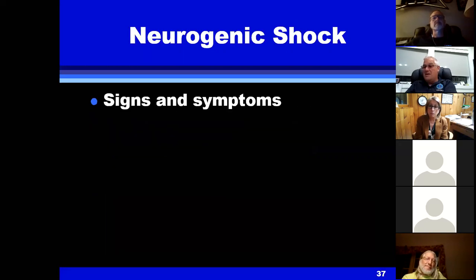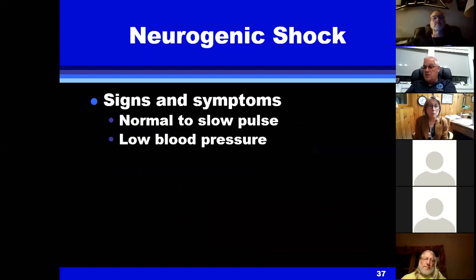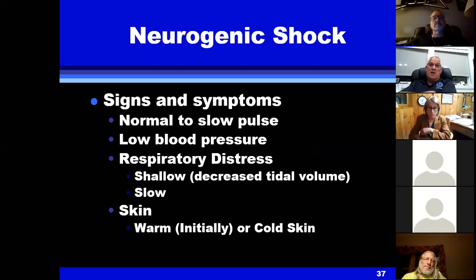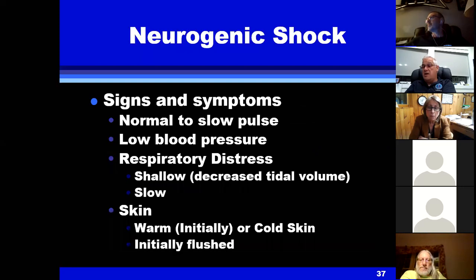So signs and symptoms, we said normal to slow pulse, okay, low blood pressure, respiratory distress because of the paralysis of the respiratory muscles, okay. Skin is going to be warm initially, but again, most of the time we may not get there right away. Or maybe this is a diving accident, right? Somebody dove in and hit their head on a rock. So now they're coming out of the water and they may be cold just from the water. So sometimes, right away, they could not have that warm skin.